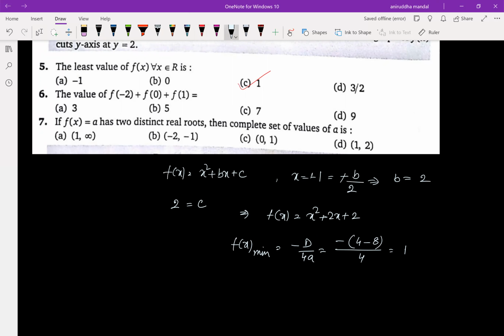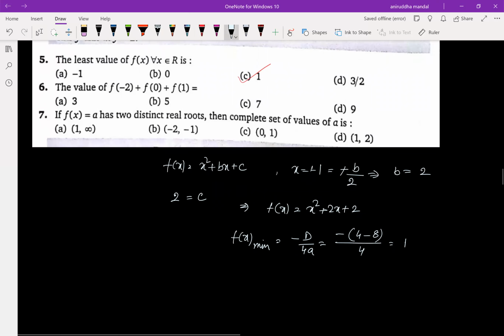So just substitute f(x) as f(-2) plus f(0) and f(1). f(-2) means 4 - 4 + 2, the -4 and 4 get cancelled, so this is 2. Plus f(0) is 2, and lastly f(1) is 5. The answer is 9. So option D is correct.